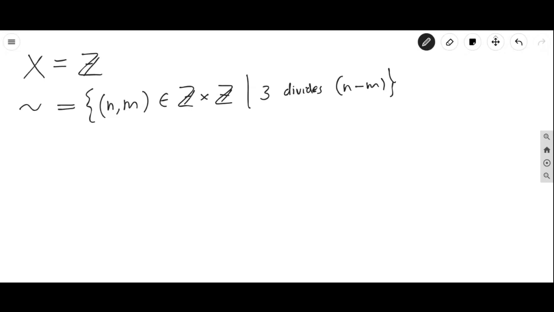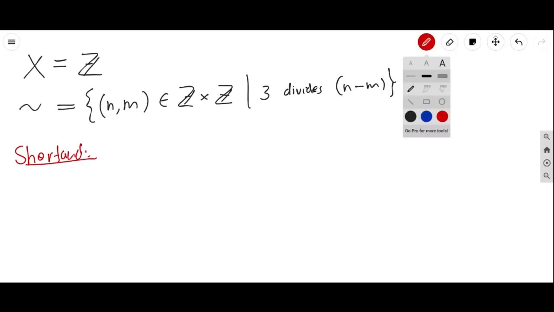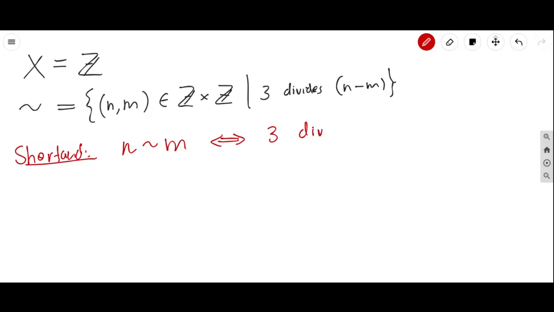So I'm going to show you the shorthand way we say this. We usually do not write all of this. That's too much to write. So usually we say it like this: we say that n is related to m if and only if 3 divides their difference. That's usually the way we write it. Whenever we write something like this, it's understood that we're defining a relation on our set.